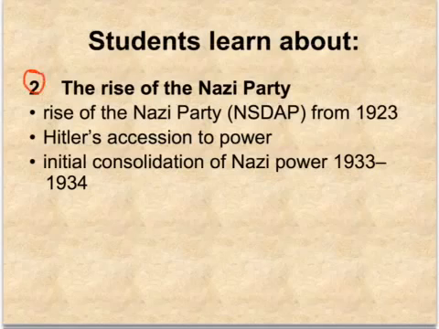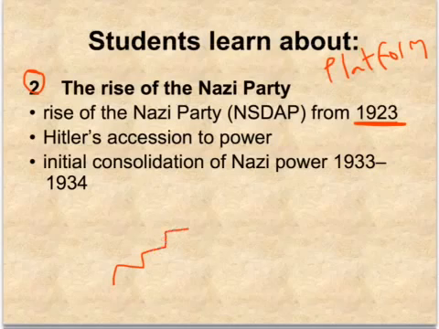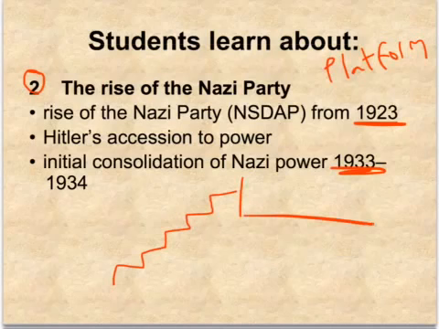Next we have Rise of the Nazi Party. It's a very simple idea. We look at the Nazi Party right at the start, back in 1923. We look at what they believed, what their platform was as a party, and basically we follow through their rise to power. So we look at 23 through to 33. That's kind of when they got power. And then, for this period of 33 to 34, how they consolidated power.